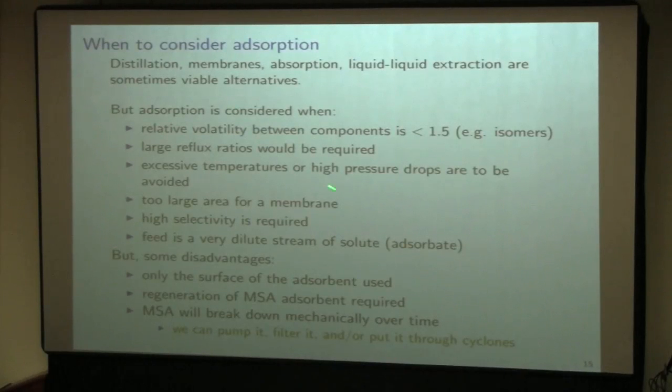And there's a few others. If the membrane area that it would require would be too large, or if I really need a high selectivity, and I'm not getting that from distillation, I would then consider adsorption. The reason why adsorption can provide me high selectivity, we saw that with those molecular sieves, they have incredibly high selectivity because of the very specific pore opening. That very specific pore size allows a certain size molecule to enter, and so it's got incredibly high selectivity towards molecular size.